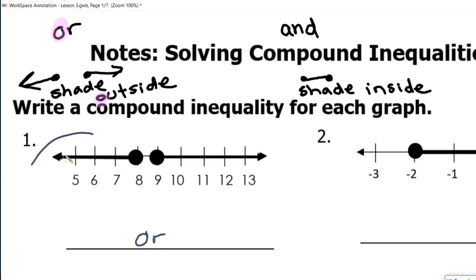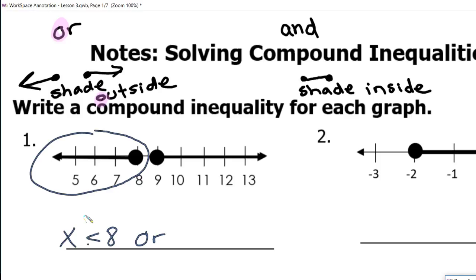So first, I just need to look at this one. When you write your inequality, put your X first. And my endpoint is on what number? 8. And then they shaded to the left, so which way should my symbol point? Yeah, it needs to be a less than. It needs to point to the left. So if they shaded to the left, your symbol needs to point to the left. Now notice my endpoint is closed. So if the endpoint is closed, what do we mean? Equal to. So there's the inequality for the left side.